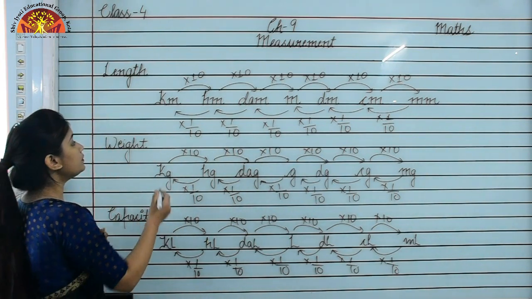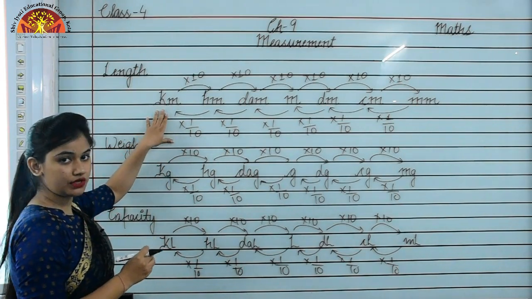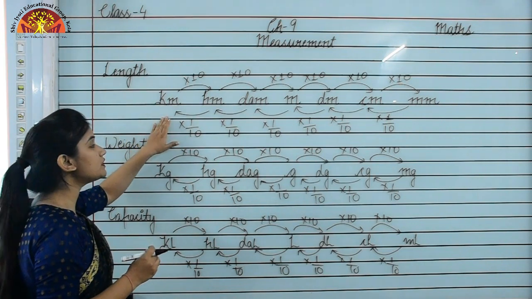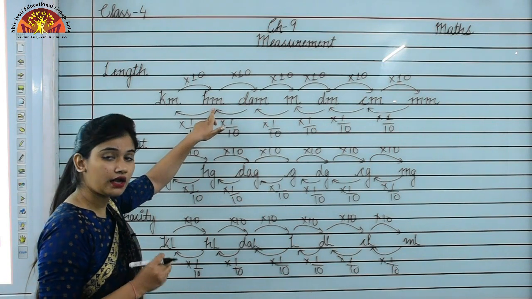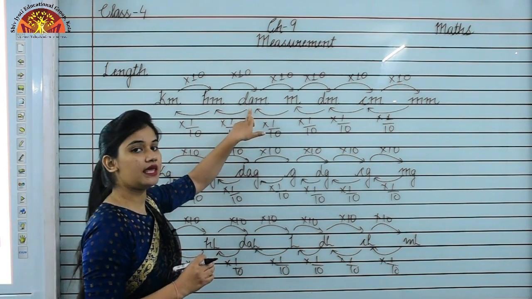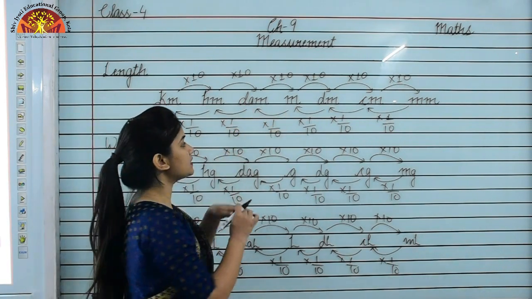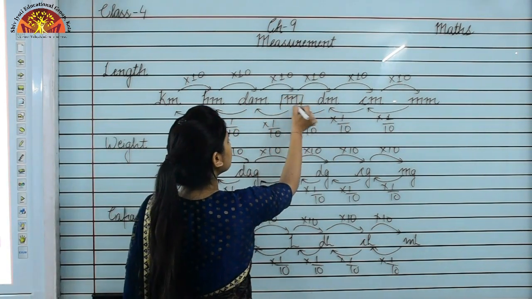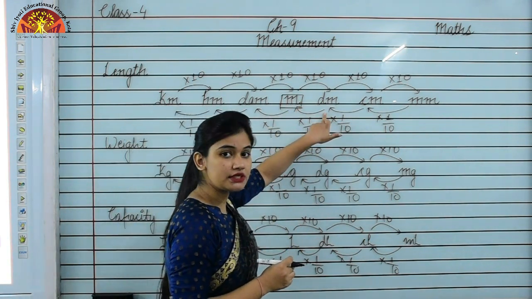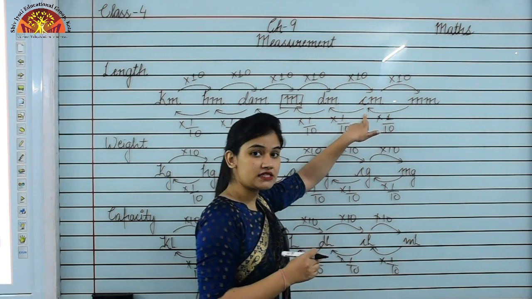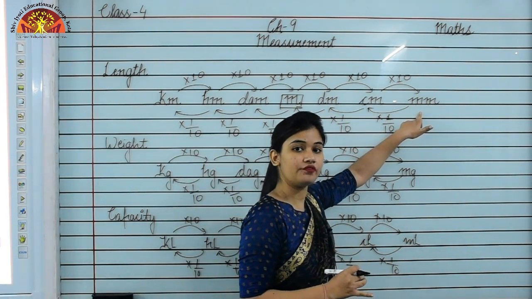The biggest unit is kilometer. This is the biggest unit to measure the length. After kilometer, we will see hectometer. HM means hectometer. DAM is decameter. Then meter, this is the standard unit to measure the length. After meter, decimeter, DM, then centimeter and then millimeter, which is the smallest unit of length.